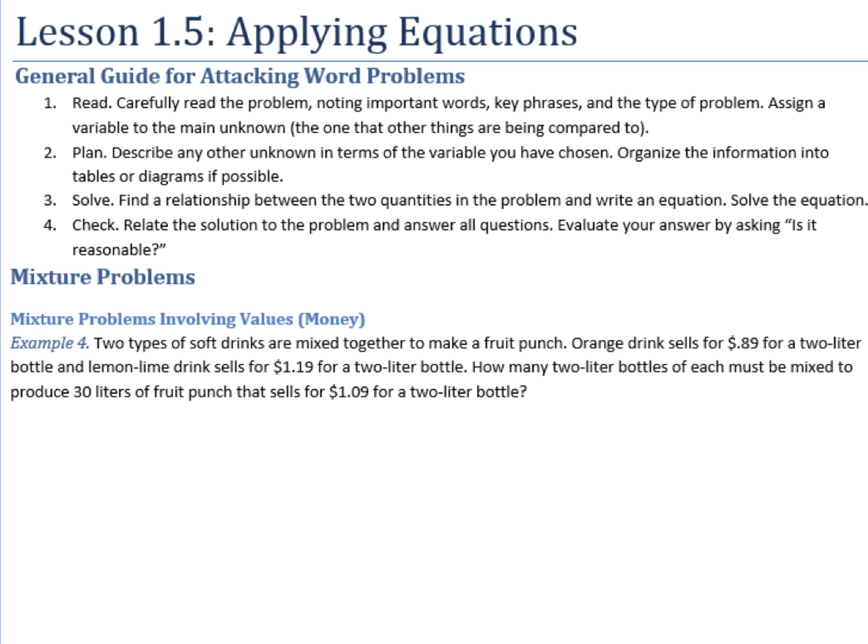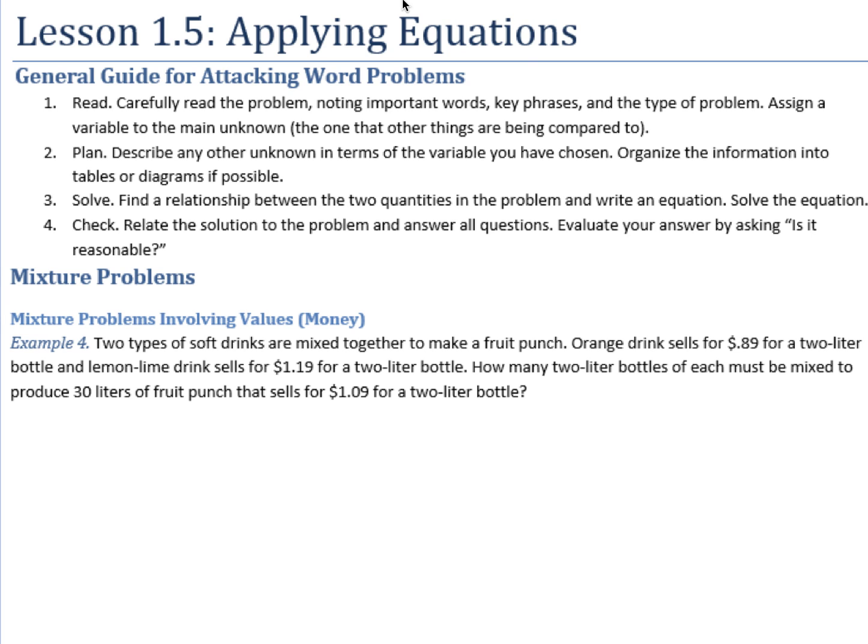So it says 2 types of soft drinks are mixed together to make a fruit punch. Orange drink sells for 89 cents for a 2-liter bottle, and lemon lime drink sells for $1.19 for a 2-liter bottle. How many 2-liter bottles of each must be mixed to produce 30 liters of fruit punch that sells for $1.09 for a 2-liter bottle? So we're mixing a couple different things together to make a fruit punch.